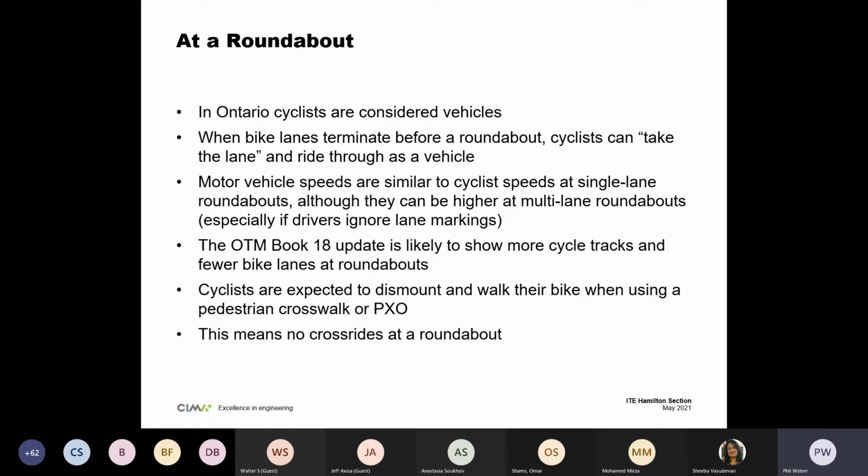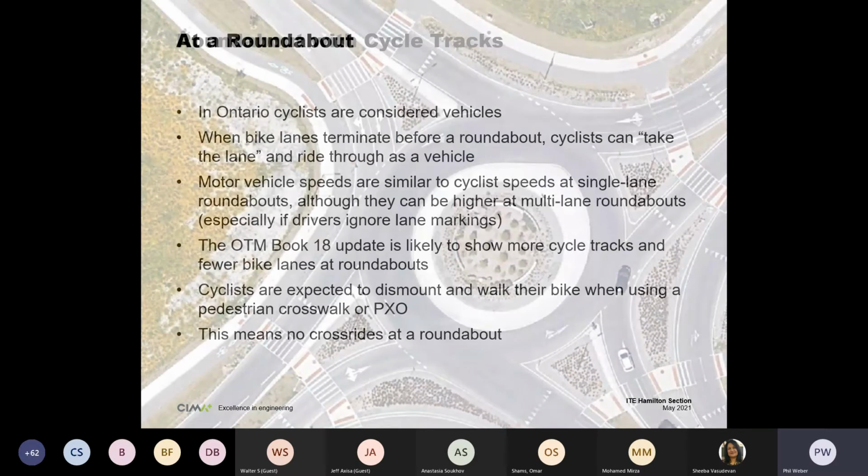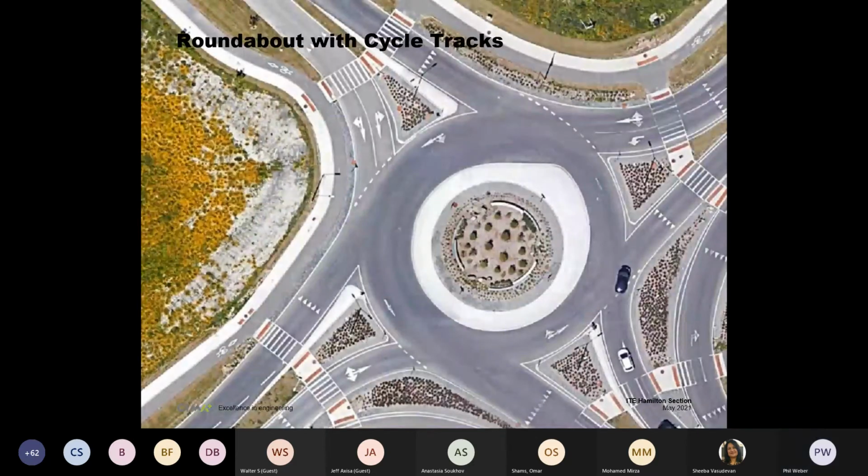And here's just an example of a roundabout with cycle tracks. So we are going to start to see more of these. This is an example from Ottawa. So I showed an example earlier of a two-way multi-use path. These are one-way cycle tracks.